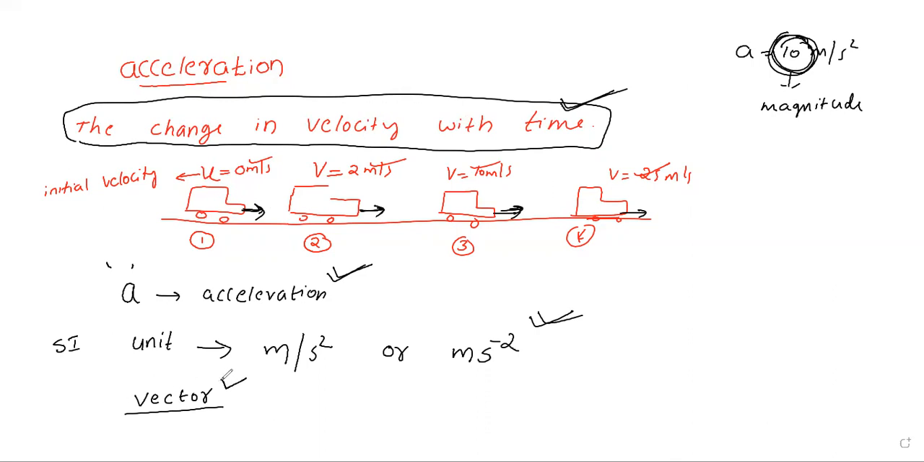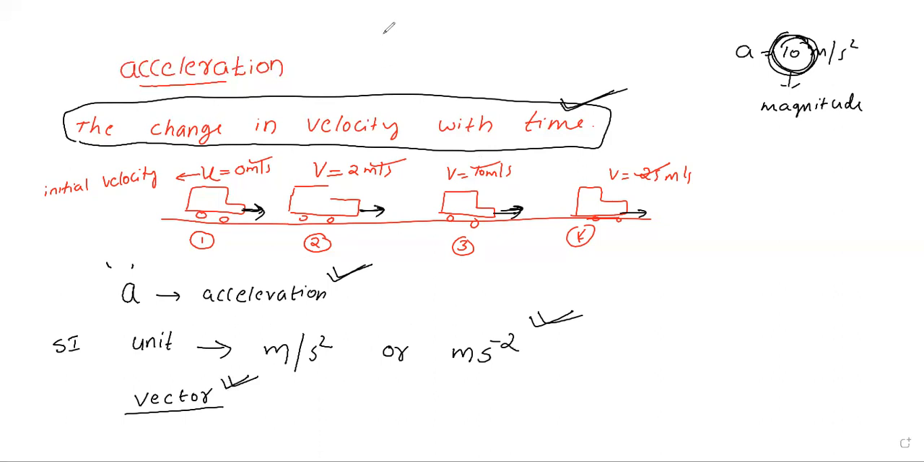So this is our fourth point. So what is the first point? Acceleration is the change in velocity with time. Acceleration can be represented by the letter a. What is the SI unit of acceleration? It is meter per second square or meter second raised to minus 2. It is a vector quantity.